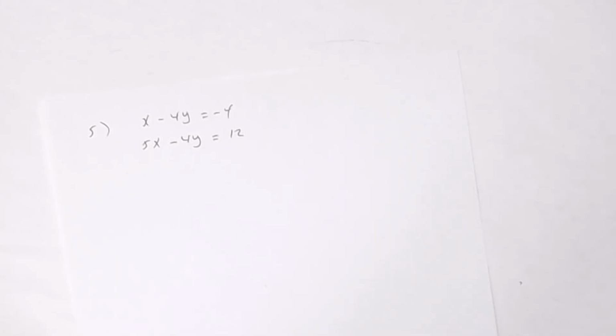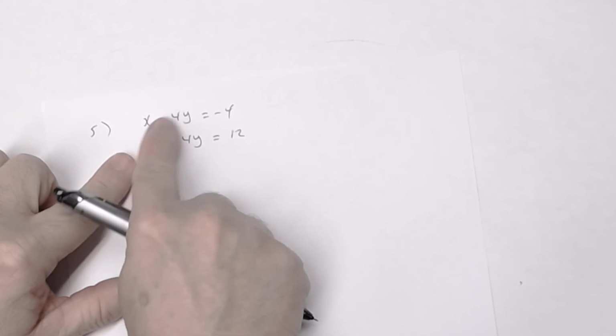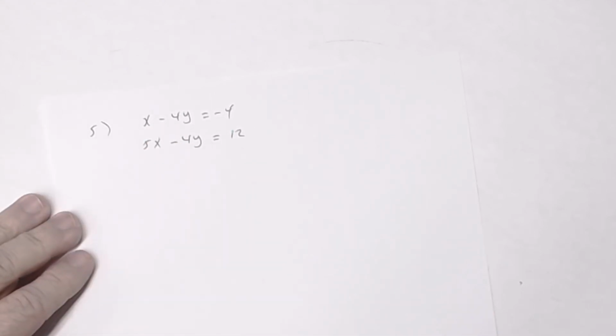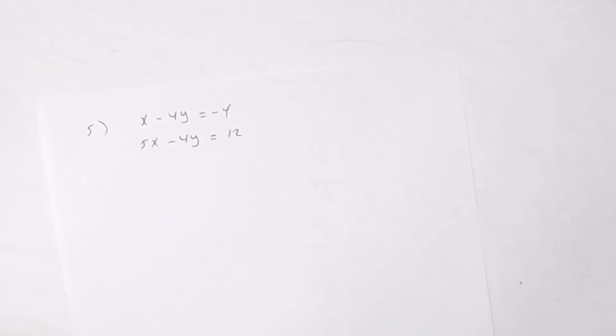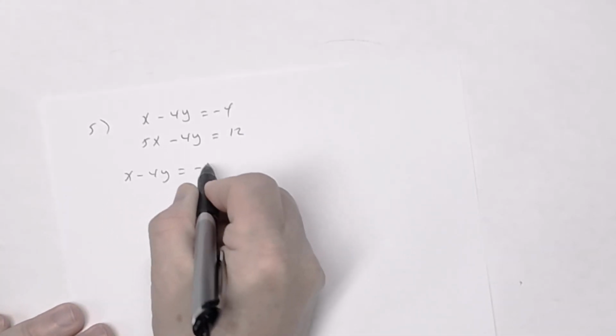Okay? All right. So notice, in both of those, I have an x and a y. So if I want to, I can go ahead and put this in slope-intercept form. So let's go ahead and do that. Let's talk about how to put this in slope-intercept form. So we have x minus 4y equals negative 4.